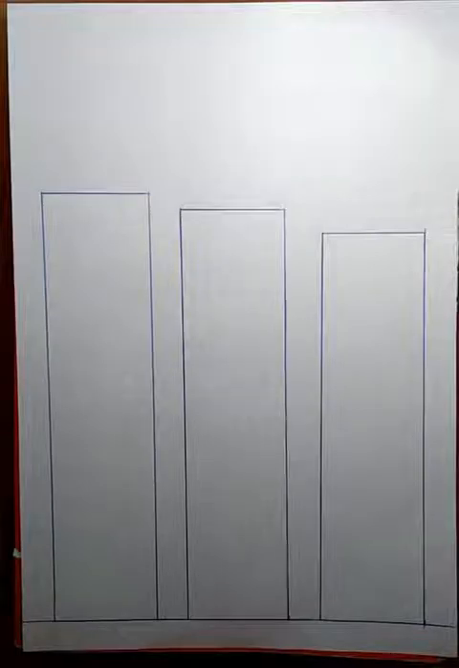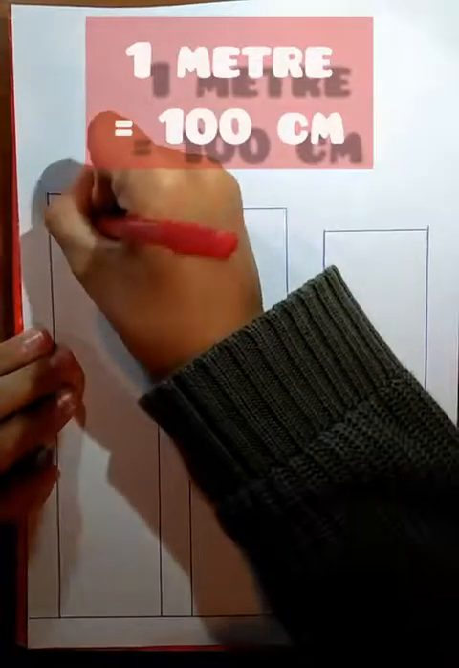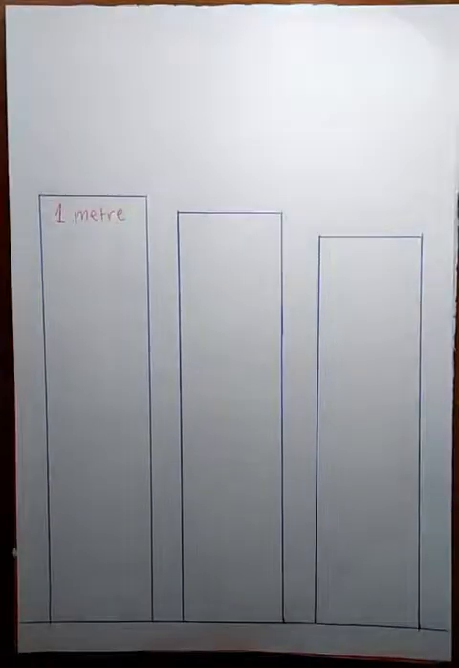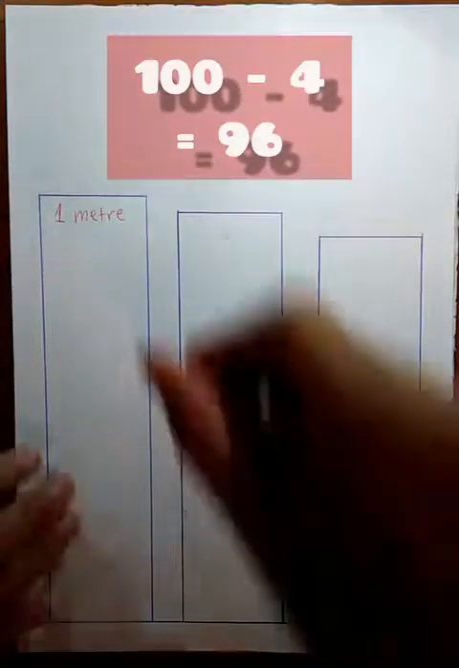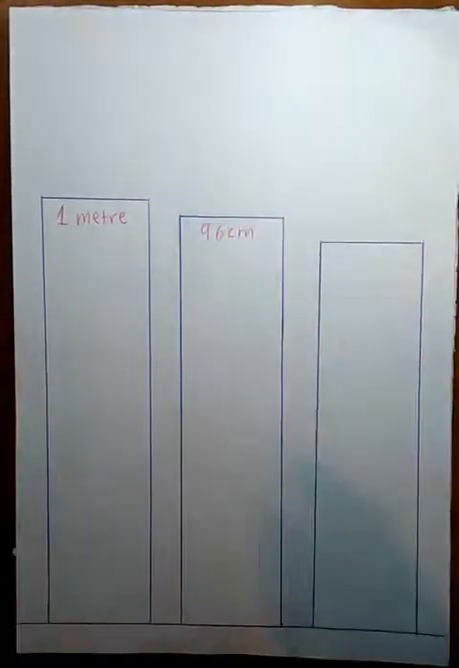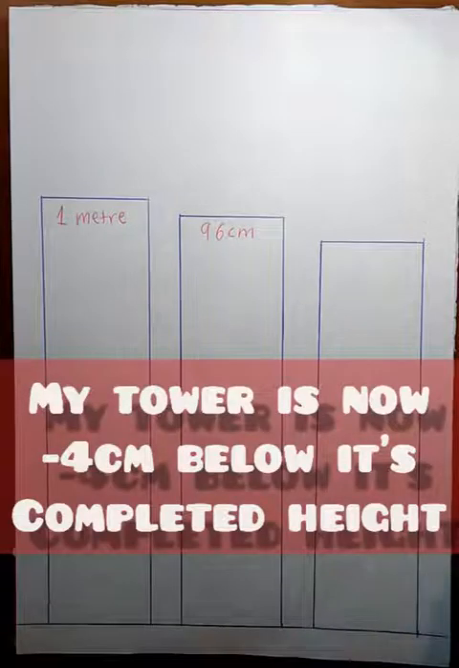Let's say I build a big Lego tower and it's 1 meter tall. Now, let's say my little sister comes along and takes away 4 pieces from the top and hides them. If each Lego piece equals 1 centimeter tall, then the tower is now 96 centimeters tall. Another way of saying this is my tower is -4 centimeters below the completed height.